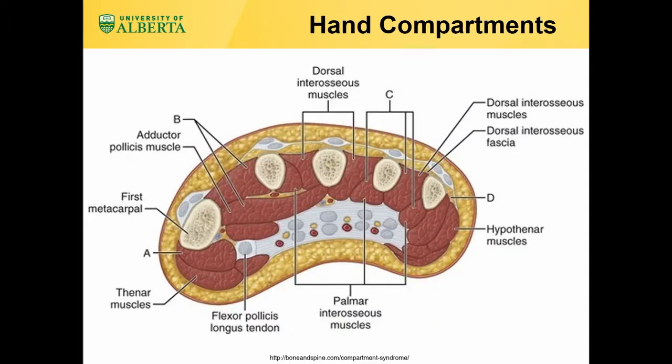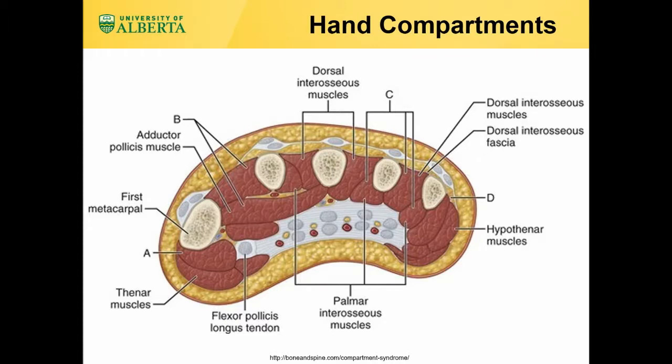The hand has 10 separate compartments. The thenar compartment is comprised of the thenar muscles, abductor pollicis brevis, flexor pollicis brevis, both the superficial and the deep heads, and opponens pollicis.